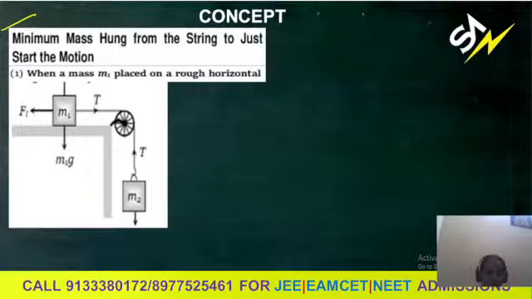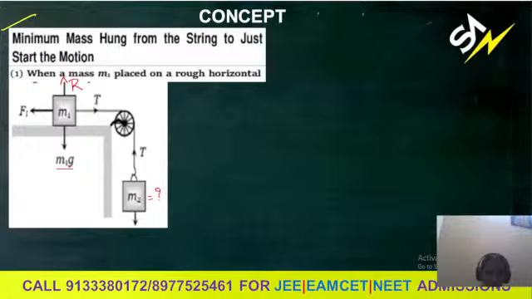Let us observe the free body diagram of this system first. If we look at the first block of mass M1, here tension will act towards the string, its weight will act downwards, and opposite to this will be the reaction force. And here, M1 is placed on a rough horizontal plane and M2 is hanged. Now we need to find what should be the mass hung from the string so that it can start the motion.